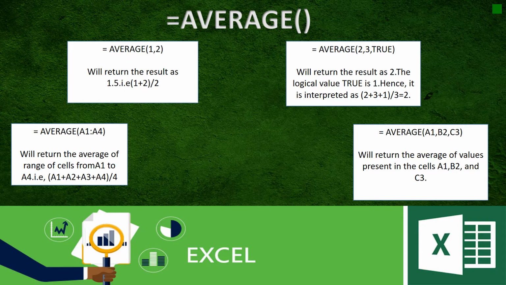That means it will return the value 2. How? 2 plus 3 and the value of true is 1. It will return the logical value, that is 1. Clear? So we will add and divide it by 3.